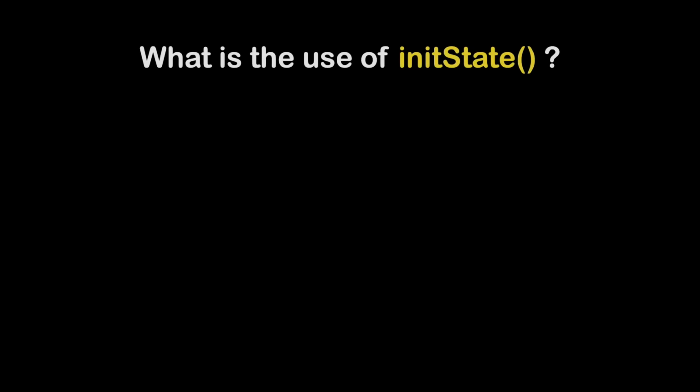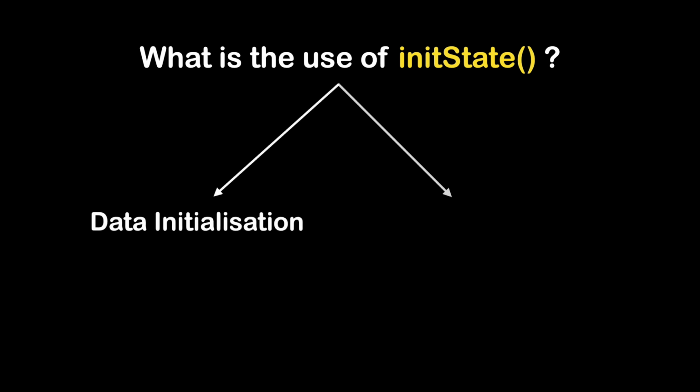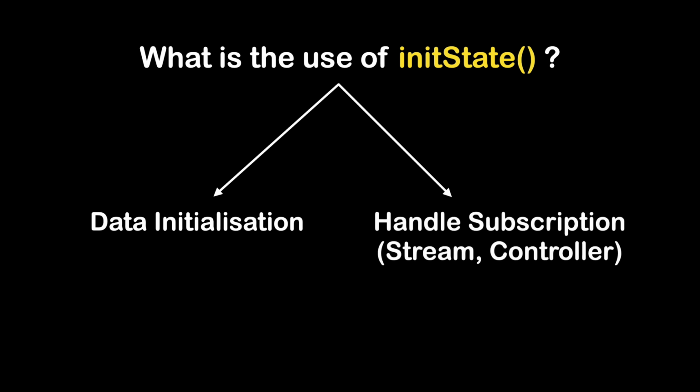Next, what's the use of the initState method? The initState method is usually used to initialize data or handle subscriptions such as streams and controllers. This is because according to the Flutter app lifecycle, initState comes before the build method. So before even the screen is built, you can initialize the required data to be displayed on the screen.